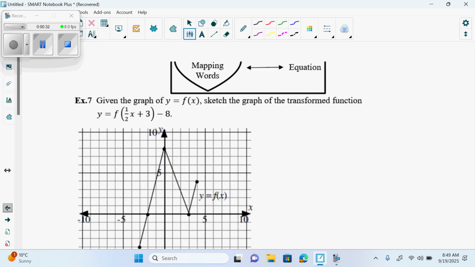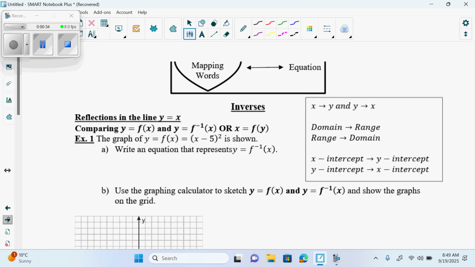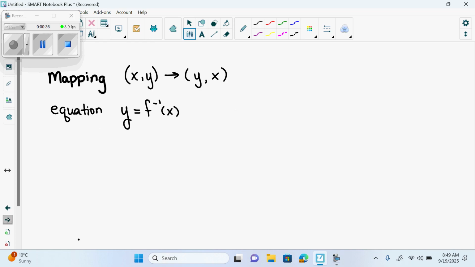I just want to show you here. See, we have them here. I'm just rewriting over here. So they can have f negative 1 x. They can have x equals f of y. Say the inverse. Instead of giving you an equation, they can ask for the word the inverse.